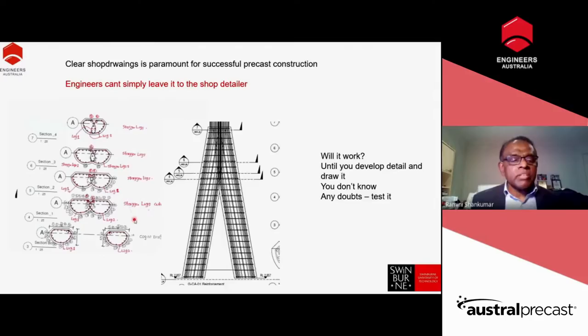What are the reinforcements that have to pass through? What is the condition going to be there? Make it easy for the construction and do some sections and understand. Will it work? Until you develop and detail and draw it, you don't know. Any doubts, test it. You can test it. That is important.